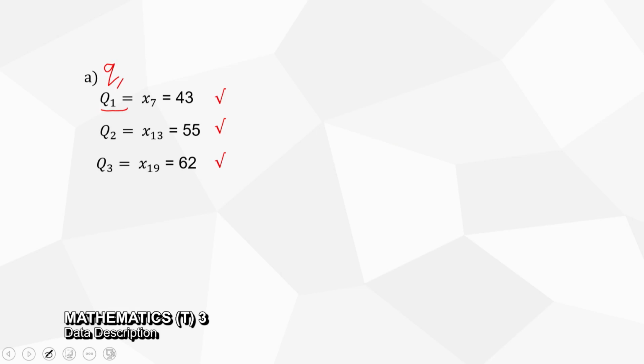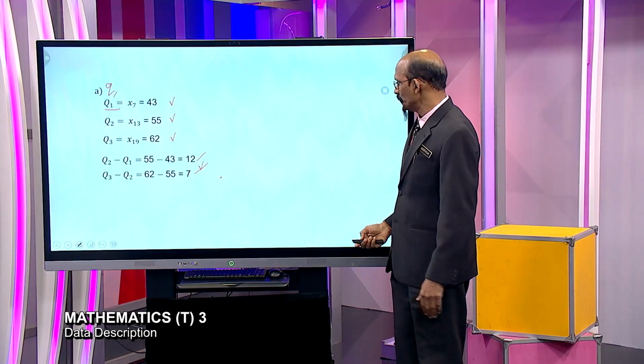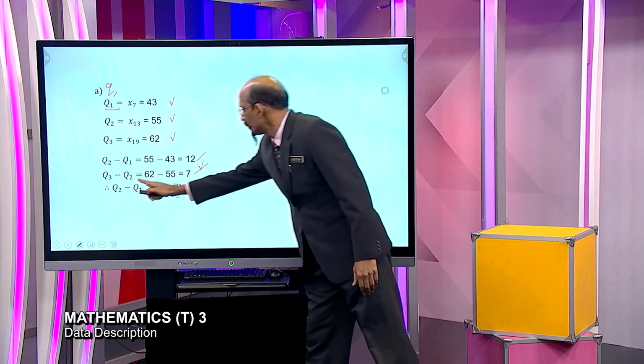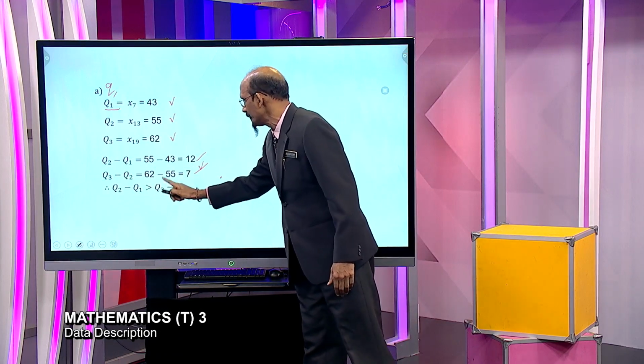The next task asks you to comment on the distribution. Since we are finding these quartiles, we need to find the difference between the quartiles first. That means Q2 minus Q1, and Q3 minus Q2. You show your working and you get 12 and 7 here. Then you have to do a comparison: that Q2 minus Q1 is greater than Q3 minus Q2.